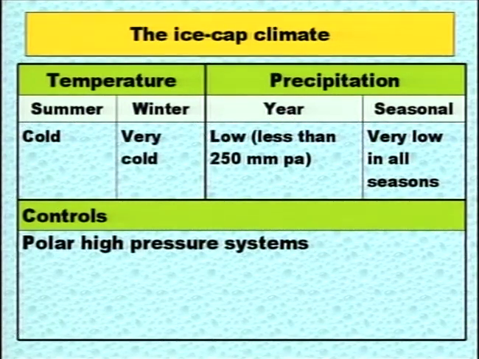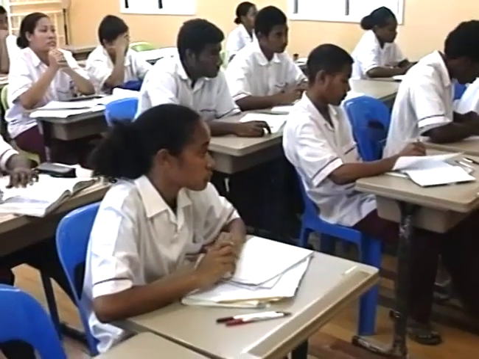All made note of the summary? Okay, note that the climograph for the ice cap climate types would be very similar to that for the Arctic tundra and the subarctic type climographs that we have studied or looked at.